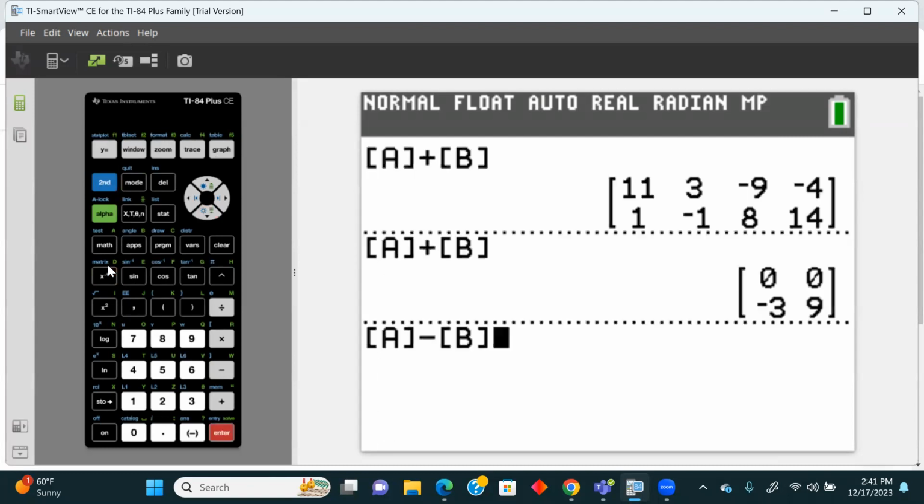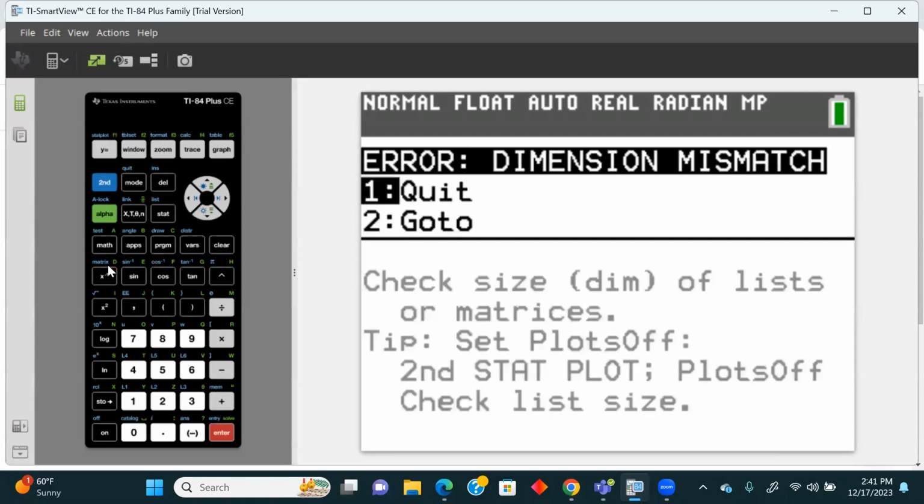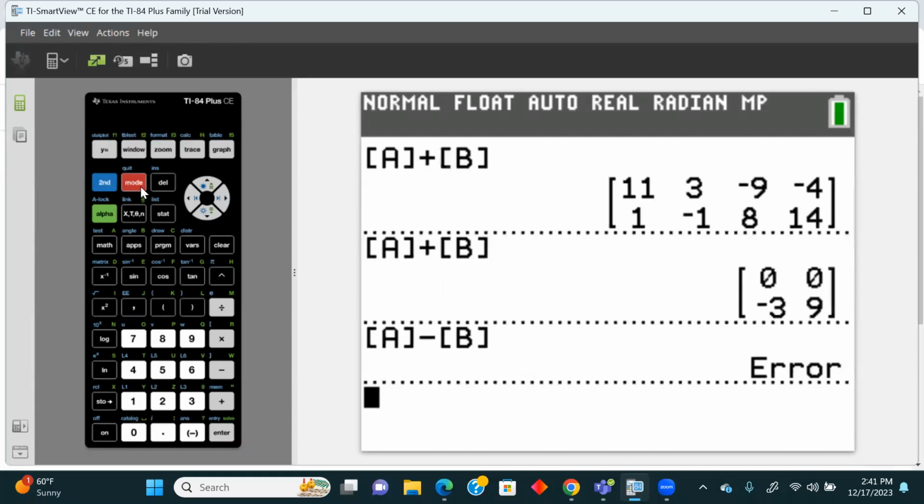All right, so this one is not possible. It'll say, I believe it says not possible in my math lab. It's like the second option. But this means you're not going to be able to subtract those.